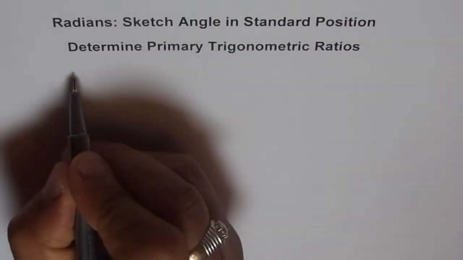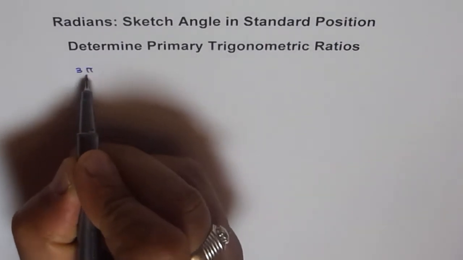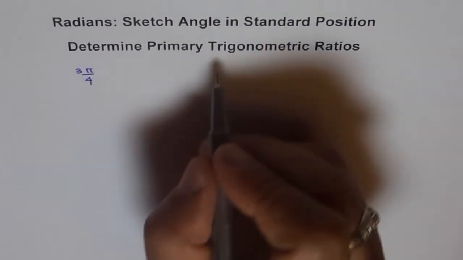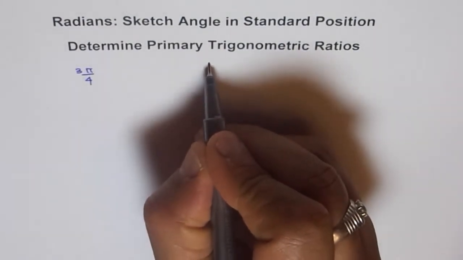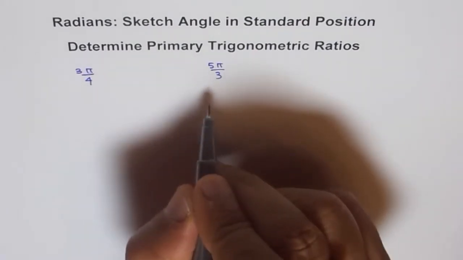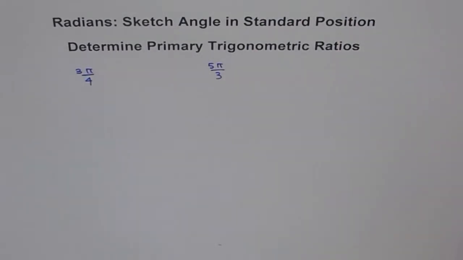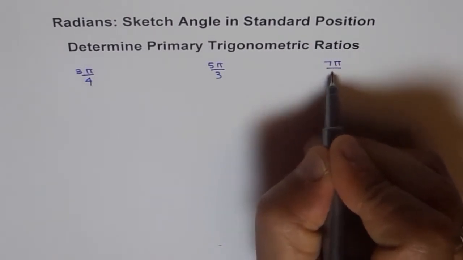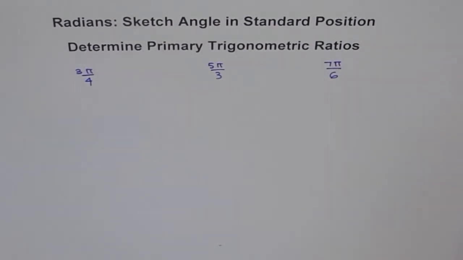Let's say 3 pi by 4, for example, right? Let's take a couple of examples, and let's take 5 pi by 3. I'm purposely taking different sets of angles, and let's say 7 pi by 6. Correct? So try to sketch it yourself and then check with the answers which I am giving you here. Now let's go one by one.